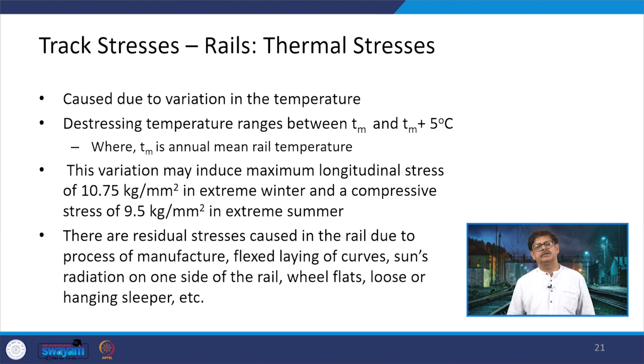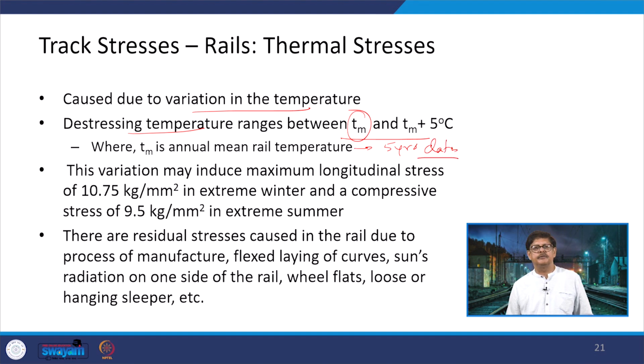Now, another point which we need to consider is the thermal stresses. Some idea we are going to take here, and then further idea we will be taking in one of the other lectures. So, it is caused due to the variation in temperature. This is an obvious condition, and there is a de-stressing temperature. This de-stressing temperature is a temperature at which the rail is being made stress free, and there are different ways in which it can be done. So, this ranges between Tm and Tm plus 5 degree centigrade, where this Tm is the mean rail temperature, and this mean rail temperature is considered on the basis of 5 years data.